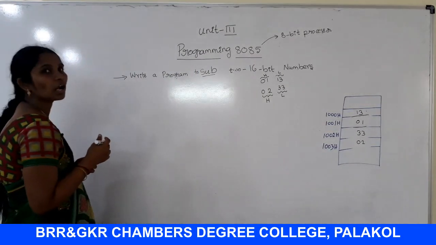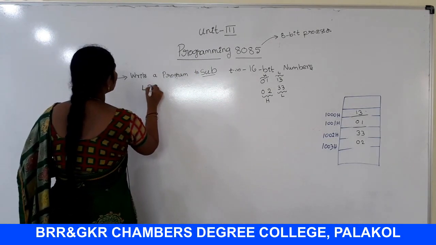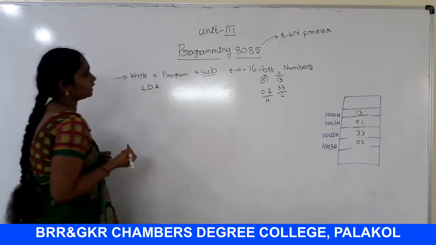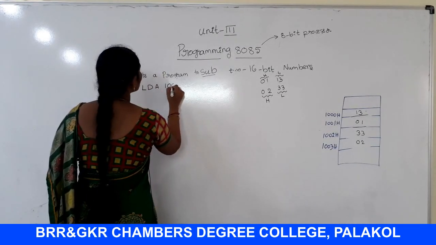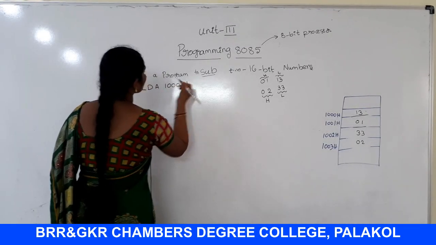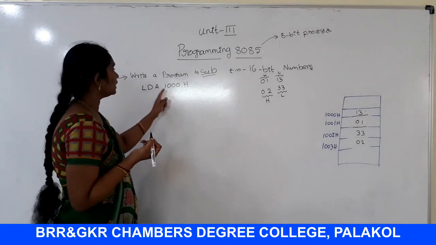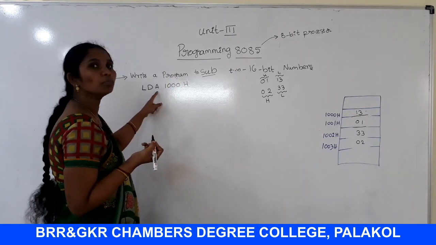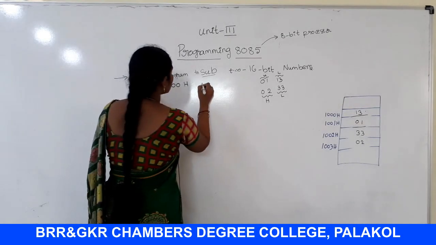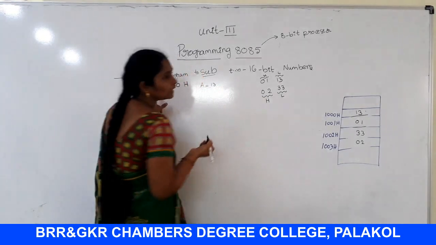Now I will start the program. First of all you have to load the accumulator with the address 1000H. What is the meaning of this instruction? Whatever contents are there in this address location are moved to the A register. Therefore A is equal to the contents, which is 13 here.